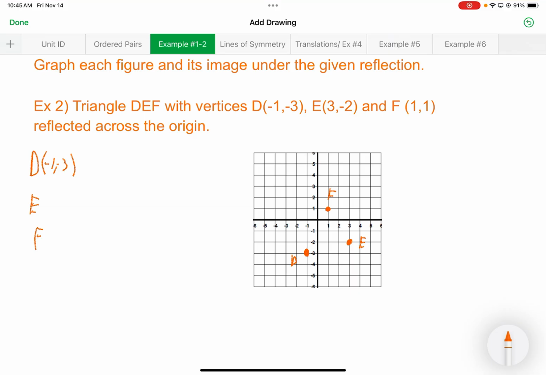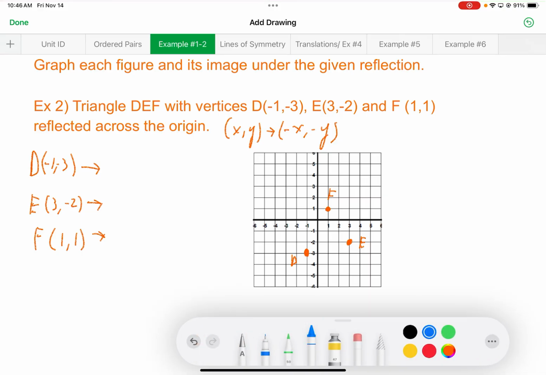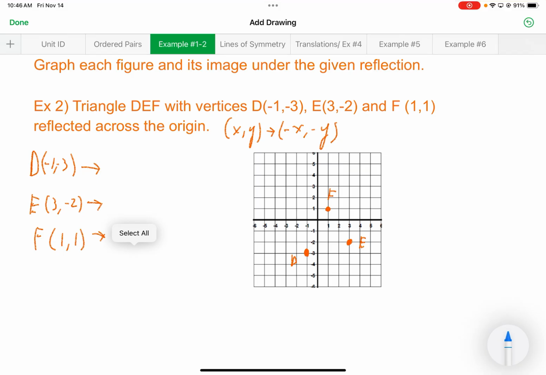I don't care if you rewrite your original points like I'm doing over here to show my work. You can just write the result if you want, but I just want you guys to see where all of these things come from. If I reflect something across the origin, what's that rule? Switch what? Switch both signs. So then (x, y) becomes (negative x, negative y). Okay, so I just need to change the sign of everything that's there. All right, so (negative 1, negative 3) becomes (positive 1, positive 3). That's D prime.